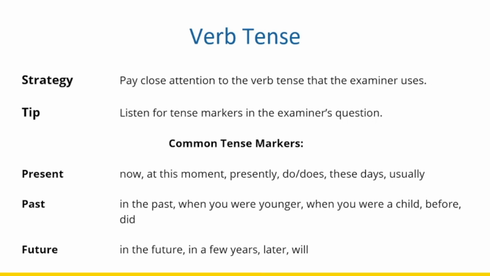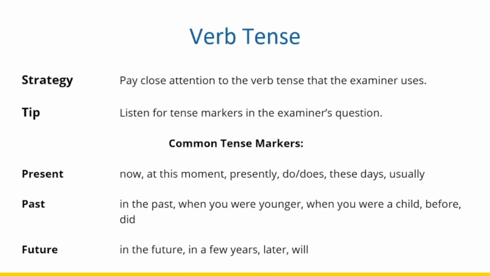There are some common tense markers we have on the slide, and the first one we see is about present tense. When you hear the words now, at this moment, presently, these days, usually, and questions beginning with do and does, that means you need to speak in the present tense. If you hear the following words such as in the past, when you were younger, when you were a child, before, or questions beginning with did, that means you need to speak in the past tense.